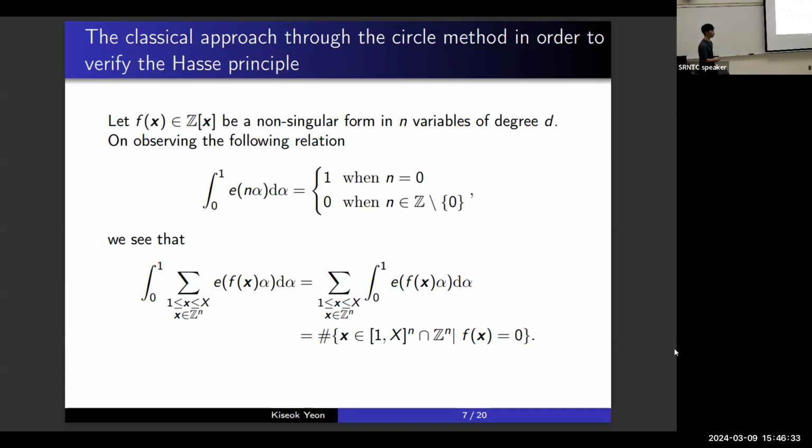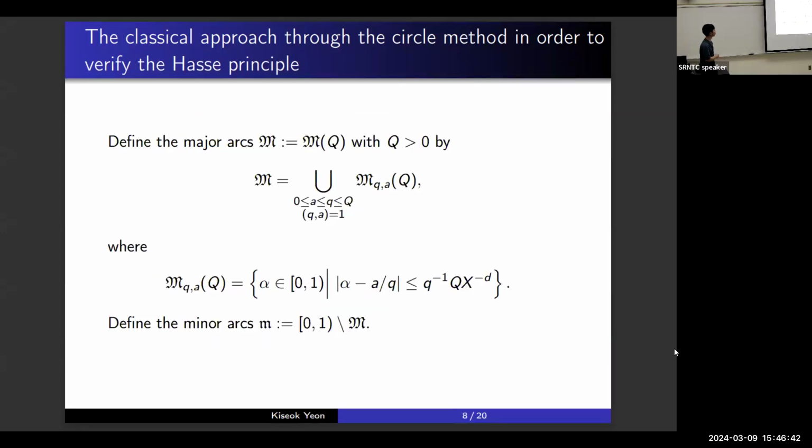So to study the number of integer solutions satisfying f of x equals 0, it suffices to study this integration. To do so, we are going to define major arc and minor arc. Major arc is basically a set of real numbers having a good approximation to rational numbers with small denominators. That means the set of real numbers that have a good approximation by a rational number with small denominator. Otherwise, the minor arc is nothing but the complement of the major arc inside the interval 0 and 1.